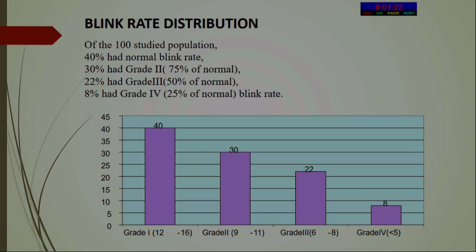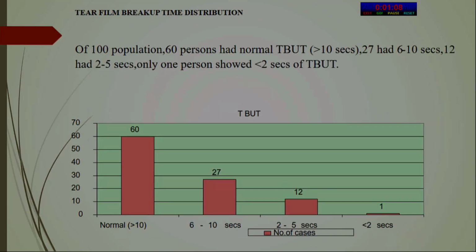Blink rate distribution of the 100 studied population: 40% had normal blink rate, 30% had grade 2, that is 75% of normal blink rate, 22% had grade 3, 8% patients had grade 4, 25% of normal blink rate. Tear film breakup time distribution of the 100 population: 60% had normal TBUT, more than 10 seconds, 27 had 6 to 10 seconds, 12 had 2 to 5 seconds, and only 1% showed less than 2 seconds of tear breakup time.